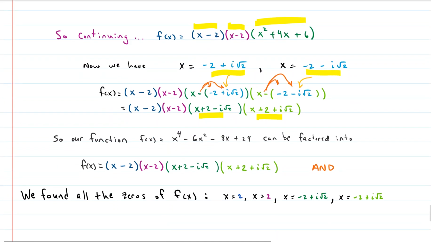So our function, which was x to the 4th minus 6x squared minus 8x plus 24, that polynomial, can be factored into this: x minus 2 times x minus 2 times x plus 2 minus i root 2 times x plus 2 plus i root 2. And we found all 4 roots. It's x equals 2, which occurred twice. We had a multiplicity of 2, right? And we had the 2 imaginary roots here.